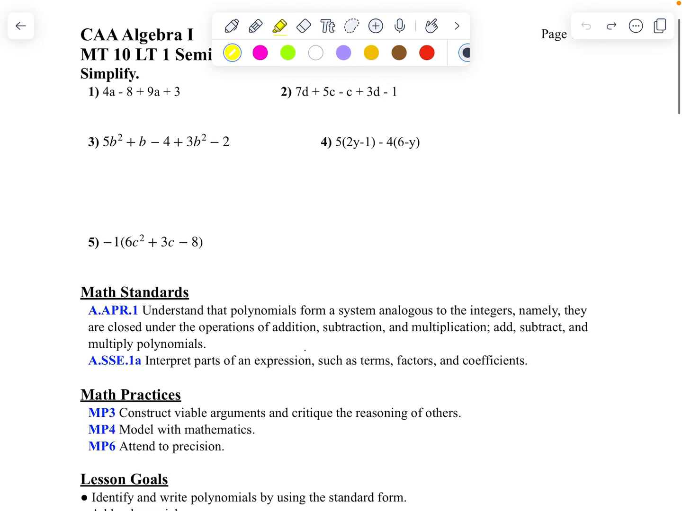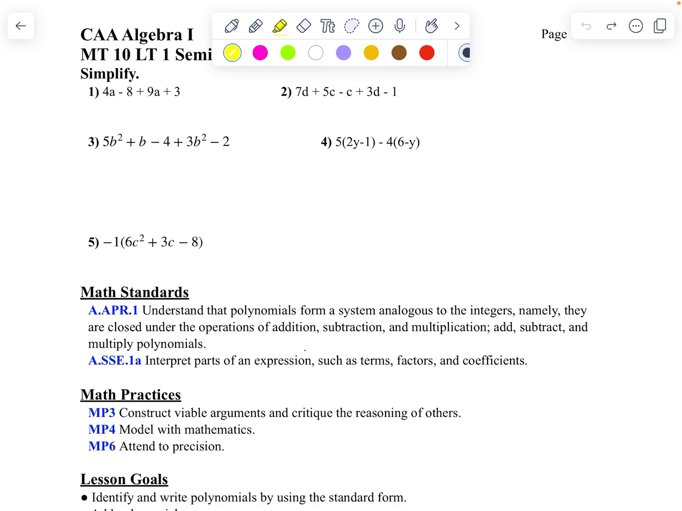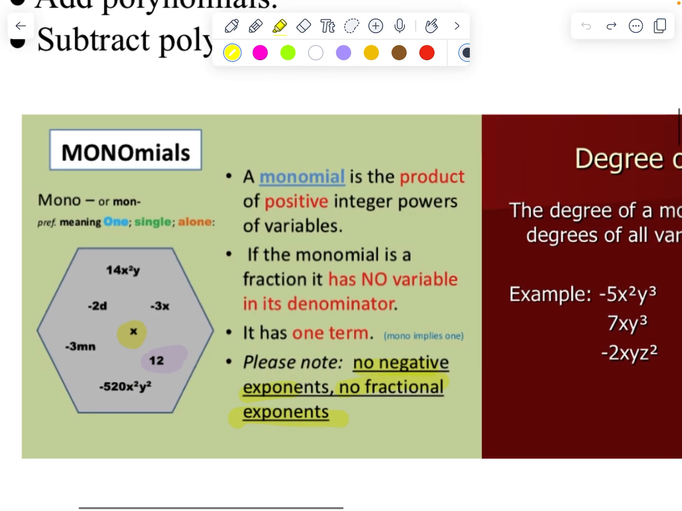Hello, let's take a look at your MT1 or MT10 LT1 seminar. As usual, do the first 5 questions. We'll go over those in class. We're going to start with these graphics here.